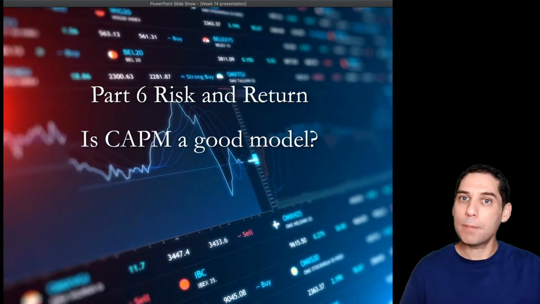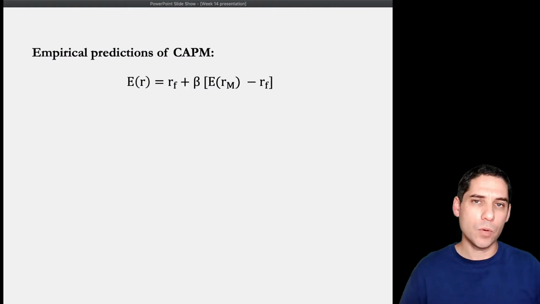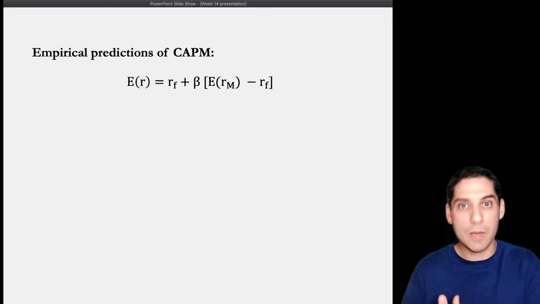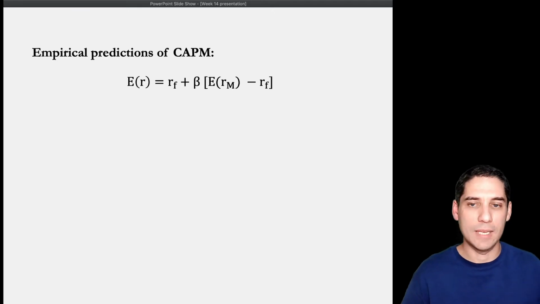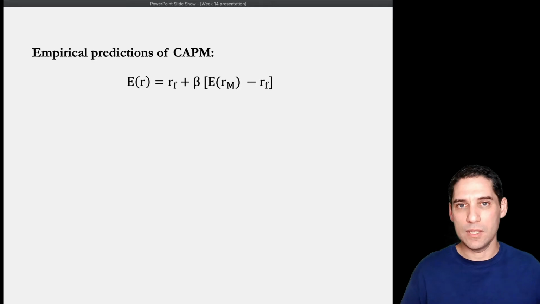So this is an empirical question, but it's actually very difficult to answer, because remember our capital asset pricing model. Basically what it says is the expected return of a risky investment is the risk-free rate plus beta times expected market return minus the risk-free rate. So there are several issues in testing something like this.